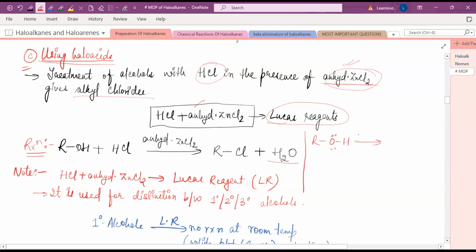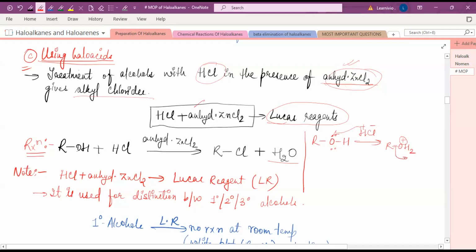Now, when you give HCl, HCl means H plus and Cl minus, right? This chlorine is more electronegative, so it will get negative charge, and this H will get positive charge. So this H will attack on this oxygen, and it will give you ROH2 with the plus charge. Right. So this OH2 is quite unstable.